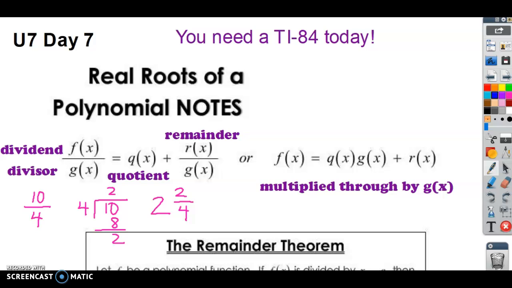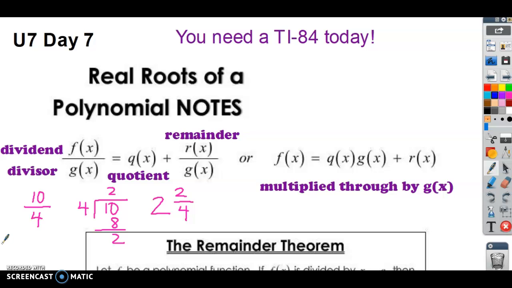Pre-calculus, we are on Unit 7, Day 7, Real Roots of Polynomials. You will need a graphing calculator today. The types of problems we're going to be working through today are: you're going to be given a polynomial, and you're going to be asked to analyze the zeros. So we're going to look at some theorems that can help you with that.